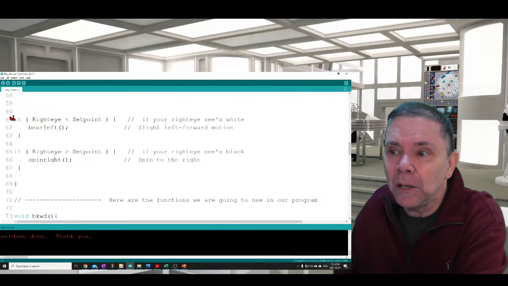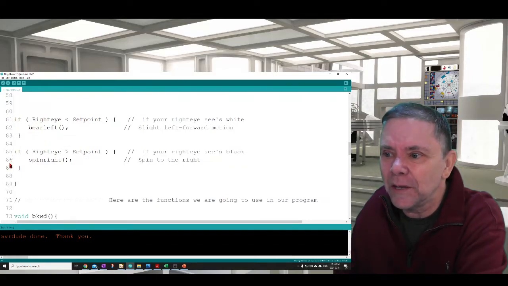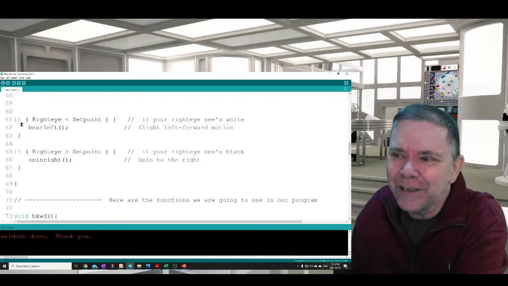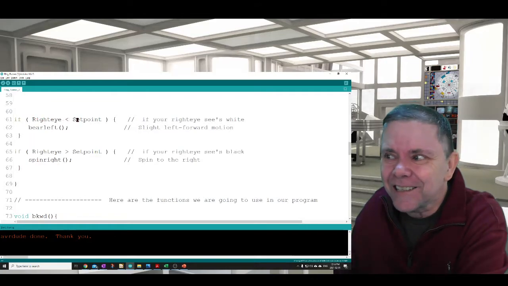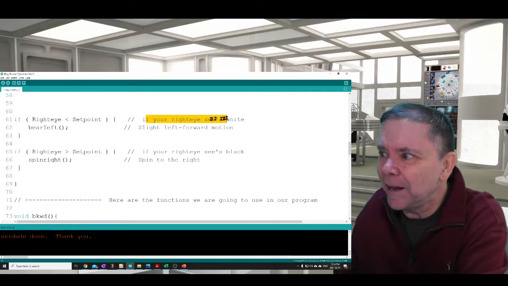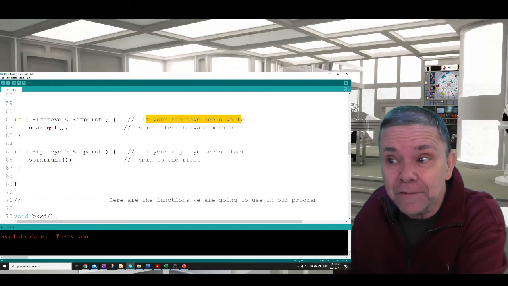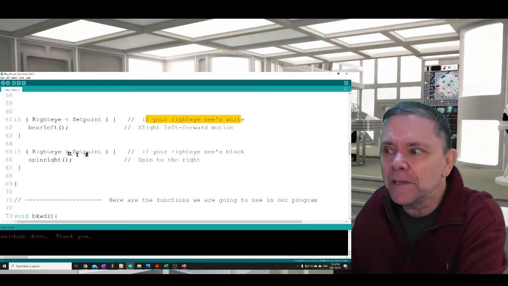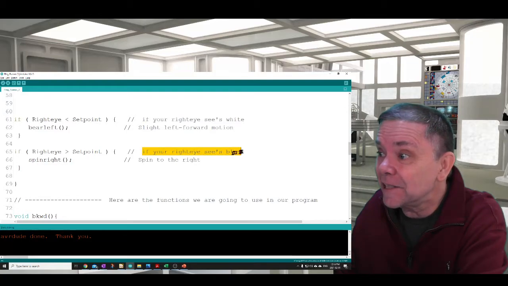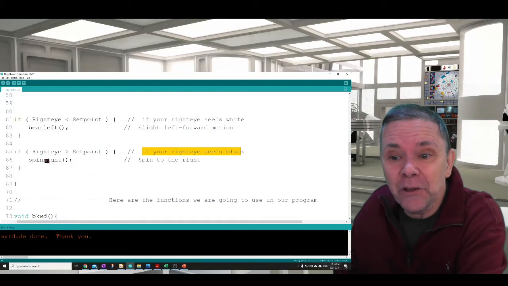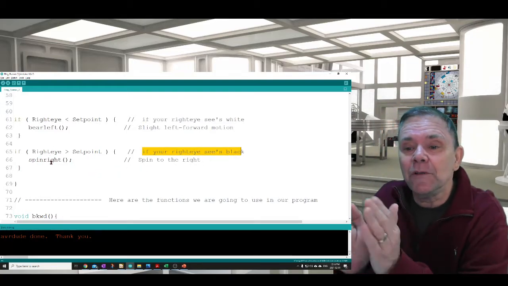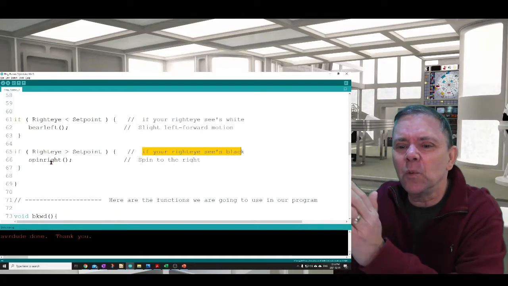And here's the bulk of the code from line 61 to line 66. This is all the code. If the right eye is less than the set point, that is to say, if the right eye sees white, bear to the left. If the right eye is greater than set point, or if the right eye sees black, spin to the right. So a spin isn't moving forward, it's just rotating one wheel forward and one wheel backwards.